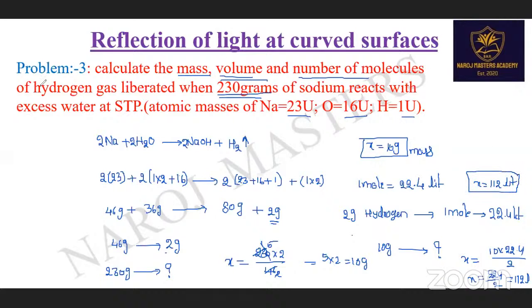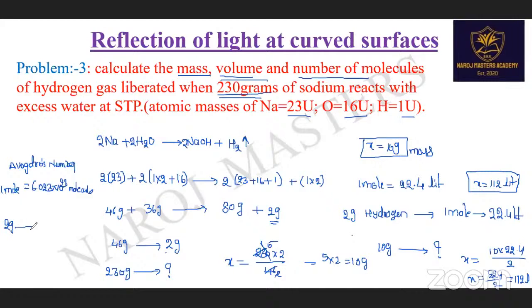What is the next step? The number of molecules of hydrogen gas liberated. So to find the number of molecules, Avogadro's number is required here. Avogadro's number is equal to 6.023 into 10 power 23 molecules. This is also equal to 1 mole. So 2 grams of hydrogen gas is equal to 1 mole.